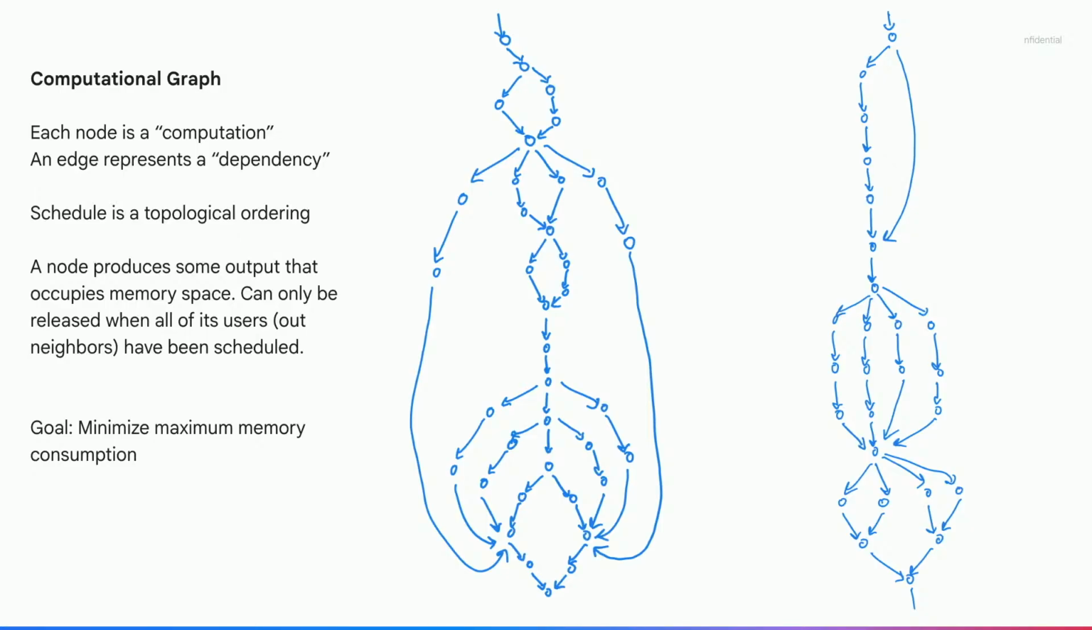The graph is static, yes. And the nodes are labeled with the memory size. Is this true? Yes, great question.